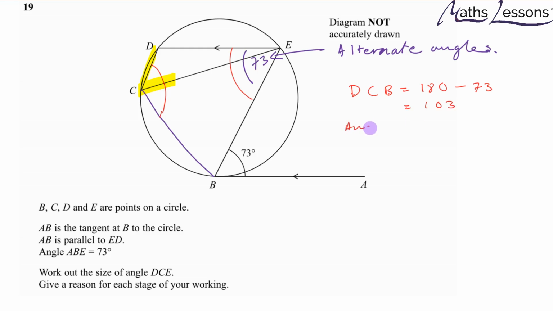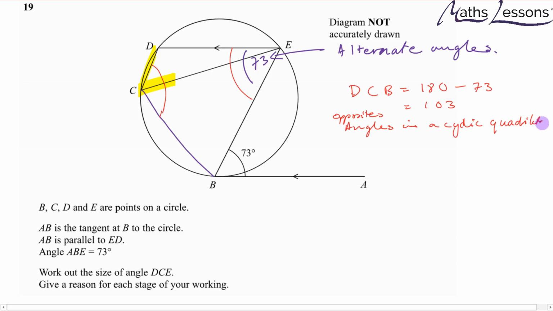So that's opposite angles, so I should write opposite angles in a cyclic quadrilateral add up to 180. Right, you have to give your reasons to get the marks here. So we got that. And then we can see another thing called the alternate segment theorem. We can see that this angle here is just going to be the same as this angle here, which is 73.